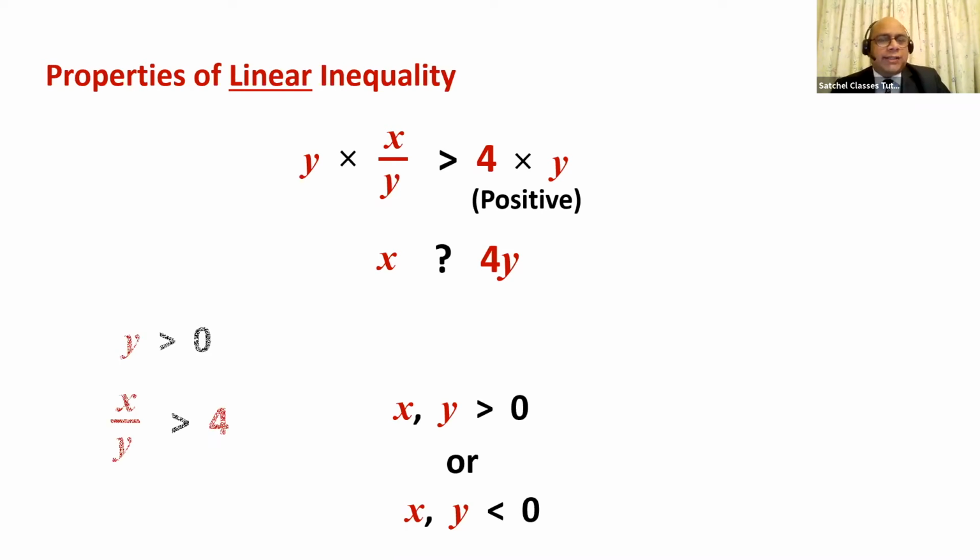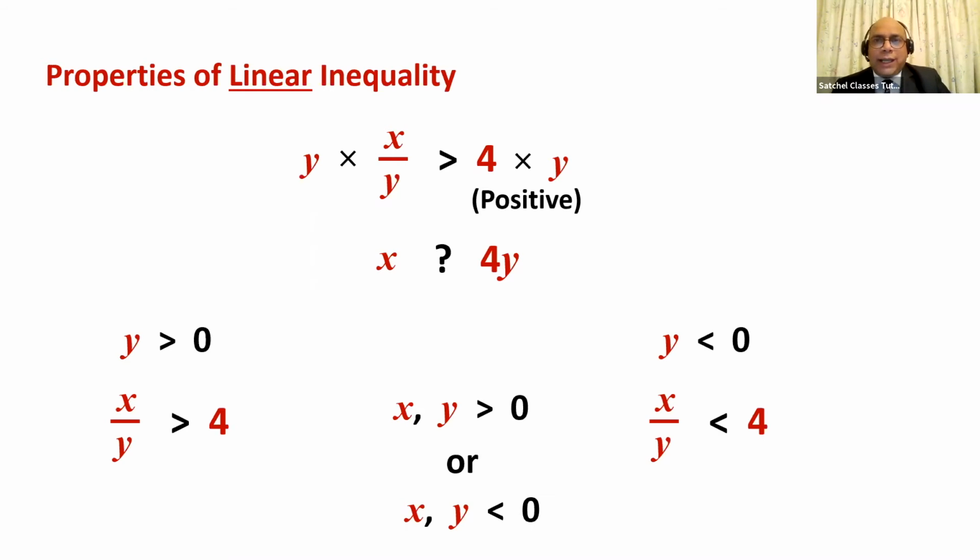Correct? By the same logic, if y is positive, which is greater than 0, then x over y will be greater than 4. The inequality is maintained. However, if y is less than 0, which is y is negative, then multiplying by y on both sides has to reverse the inequality. So x over y will be less than 4.